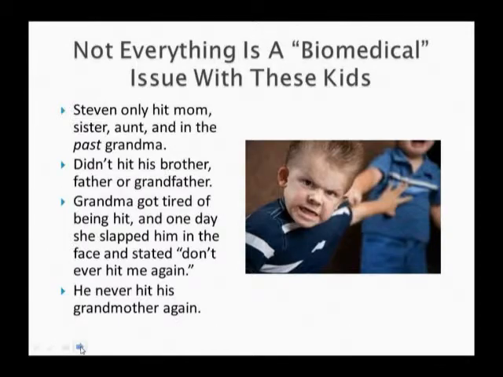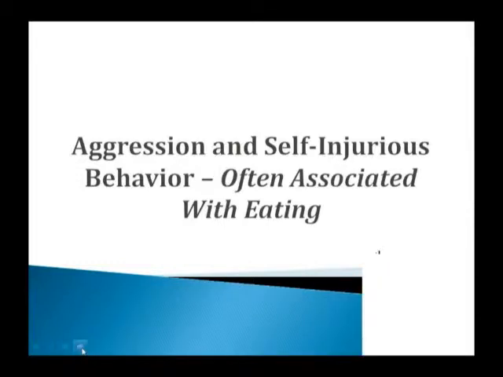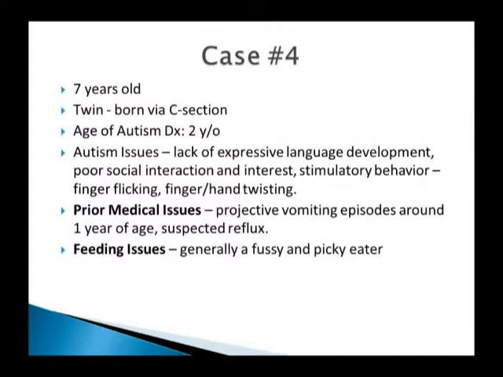All right, so what about aggression and self-injurious behavior? In this particular case, often associated with eating. So it's not always a constipation thing. This was a 7-year-old boy. He's a twin, born C-section. Age of diagnosis, 2 years. Autism issues, typical lack of expressive language, poor social interaction, self-stimulatory behavior.